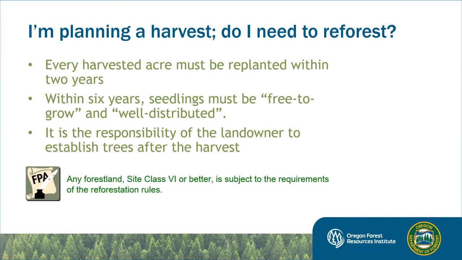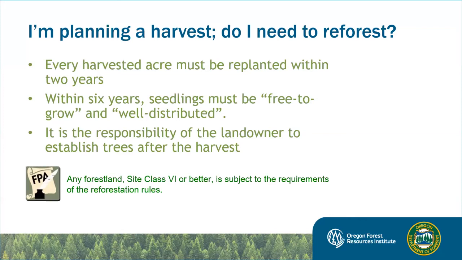Generally in Western Oregon, the minimum requirement is planting 200 trees per acre. We recommend planting between 300 to 400 because 6 years following the completion of the operation, you still need 200 trees per acre free to grow and well distributed. Free to grow basically means the trees are healthy and likely to survive into the future. And well distributed means they are across the entire operation area.